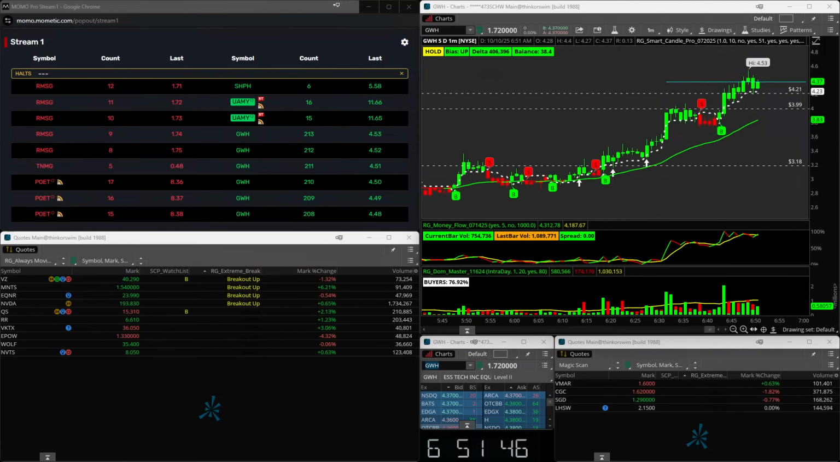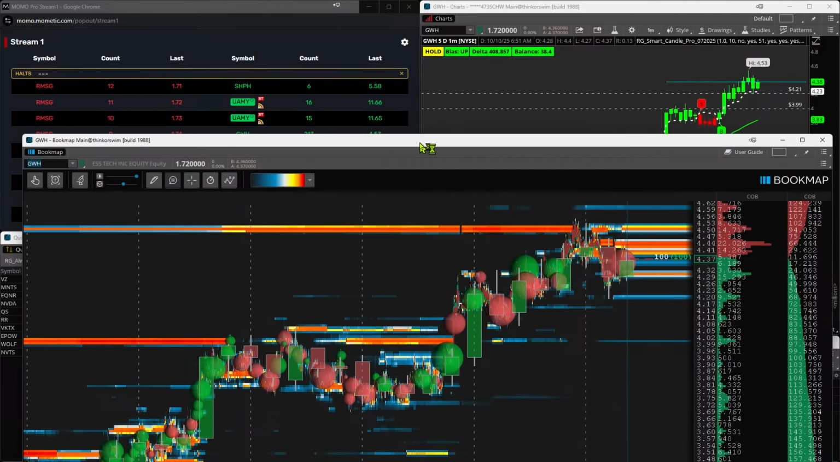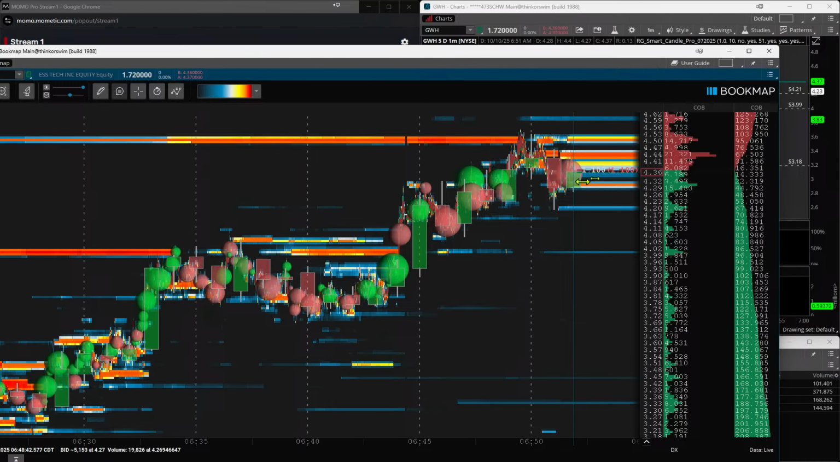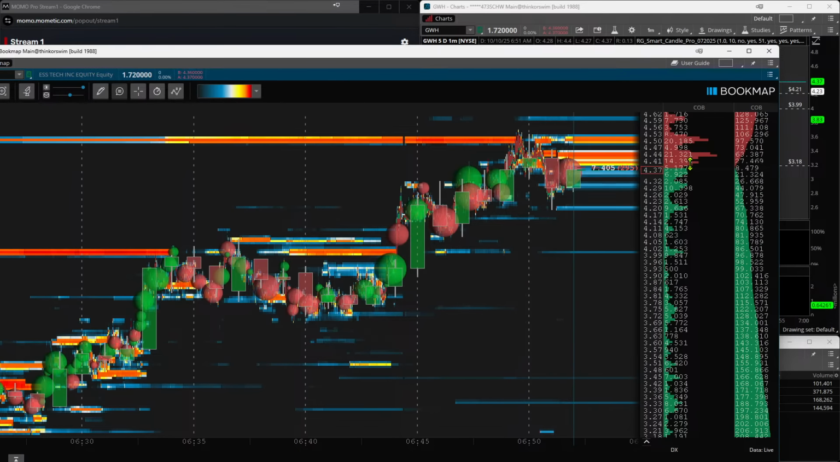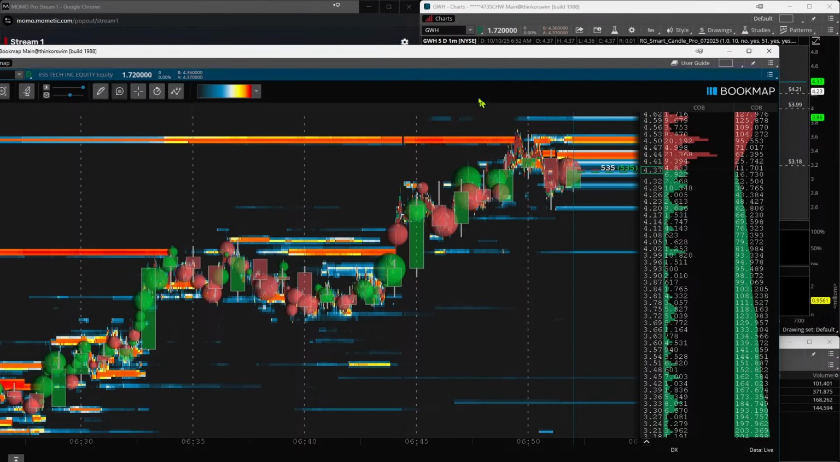For those of you that don't have Bookmap, I'll show you what I'm looking at over here. We got all of these sellers sitting right here above 440. So not going anywhere soon.